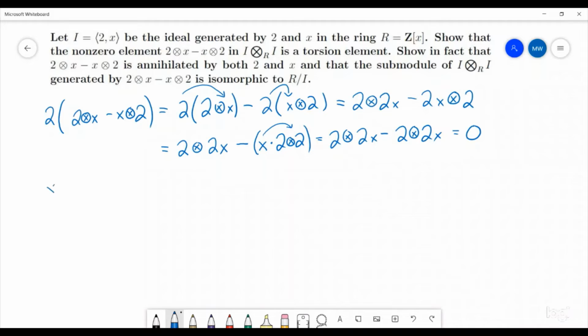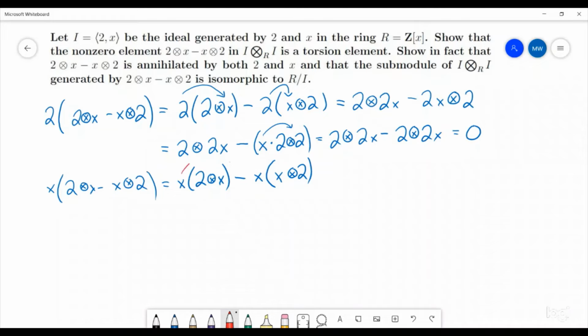So now let's look at x. So for a second one, what we want to do is we want to stick the x on this. So we got x times 2 tensor x minus x tensor 2. Okay, so we are going to want to put the x with this 2 and this x with this 2. So we're going to stick the x's on the 2's in both cases. So what we get is that we get a 2x tensor x minus x tensor 2x.